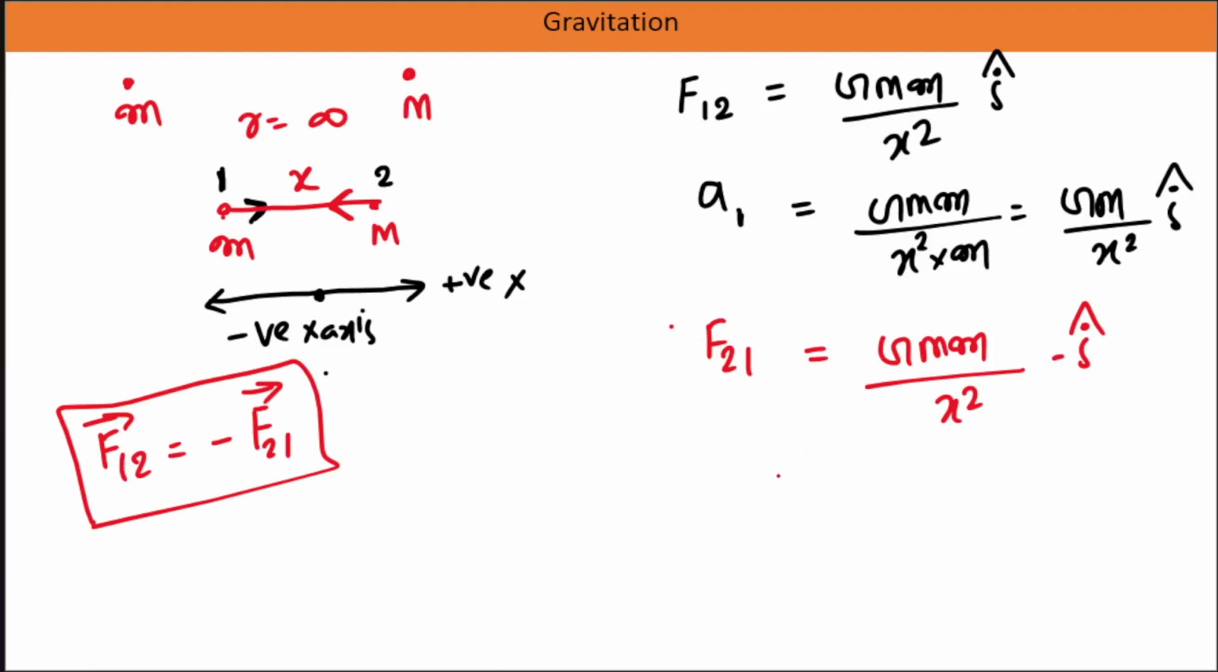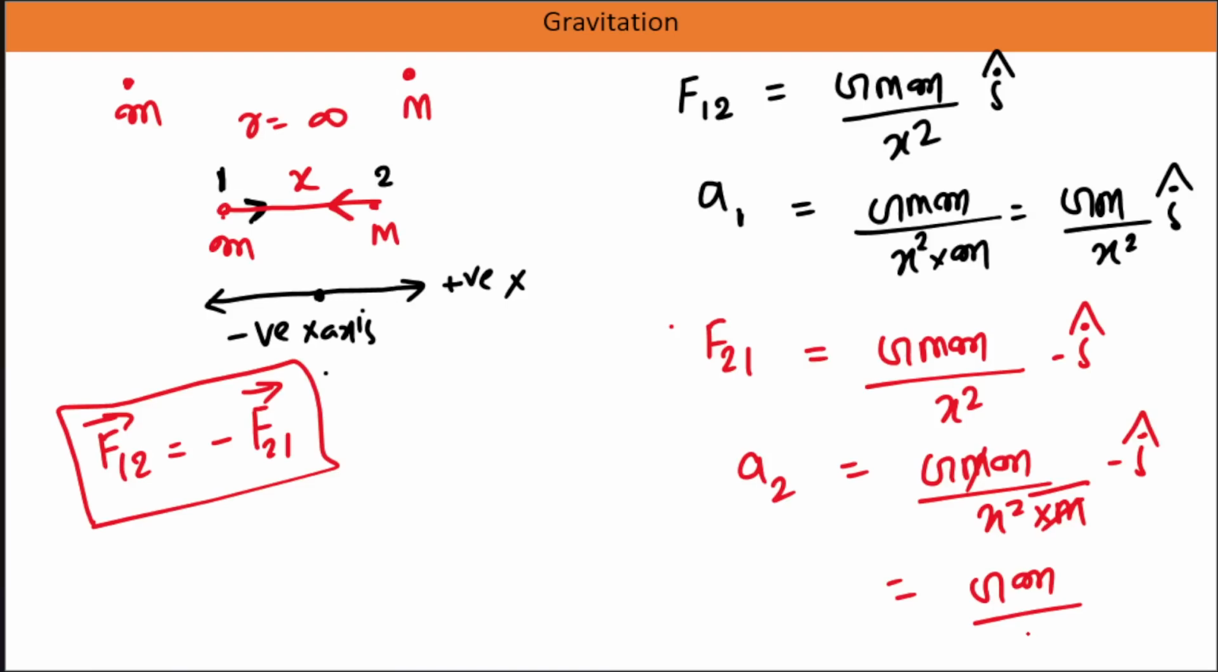Now what will be the acceleration of second particle? That is going to be force acting upon it divided by mass of it. So its mass is capital M. So it will be this thing. Now, acceleration you are going to get as Gm by x square in minus i cap.